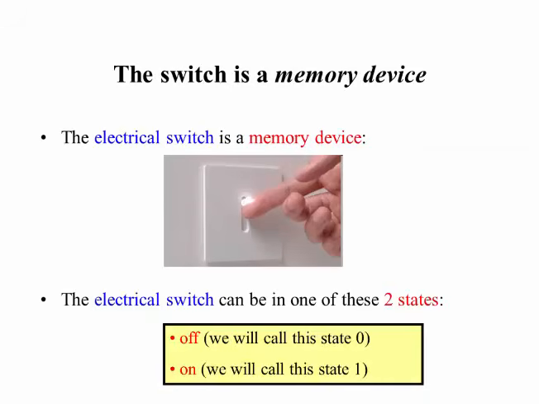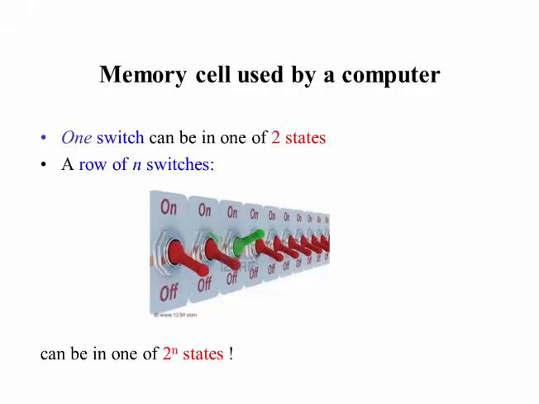The switch is a memory device. The electrical switch is a memory device in that you can turn it on and off. It has two states. We will call off state 0 and we call on state 1. Memory cell used by a computer: we have one switch, which can be in one of two states.